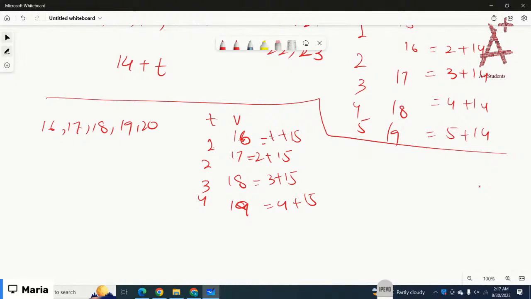Term 1, you have to add 1. Term 2, you have to add 2. Term 3, you have to add 3. Term 4, you have to add 4. Basically, the 15 is constant, right? So for example, you can represent the term as t. You have to add 15 every time, right? For the next terms, you don't need to add because that is very easy. They are growing by 1. So the next 5 terms are 21, 22, 23, 24, and 25, right?